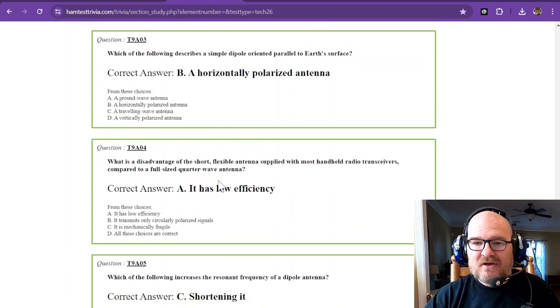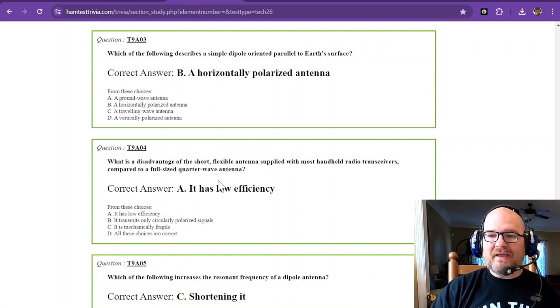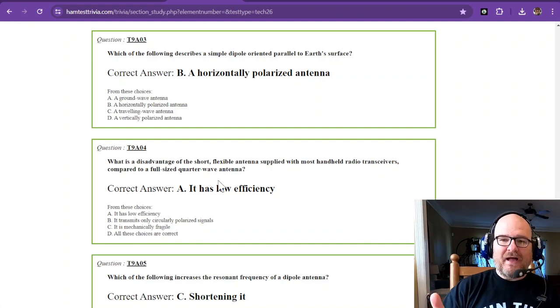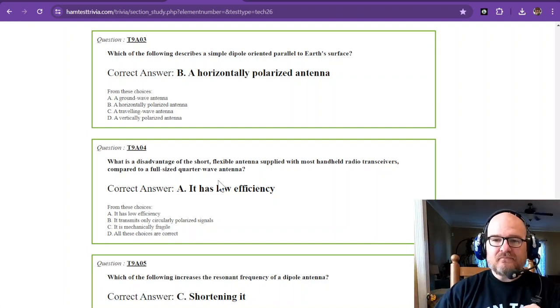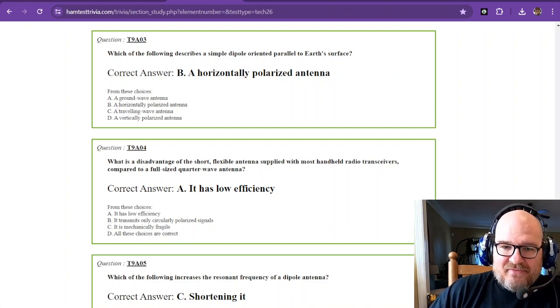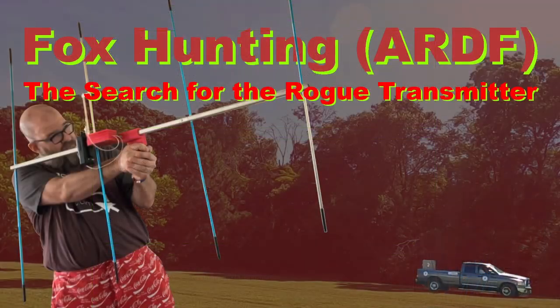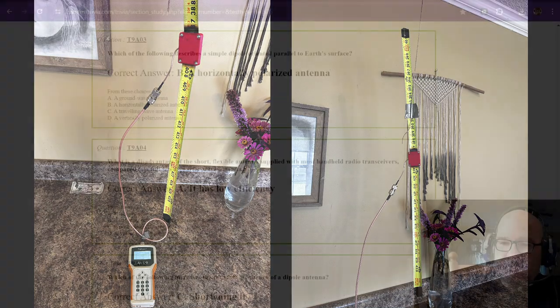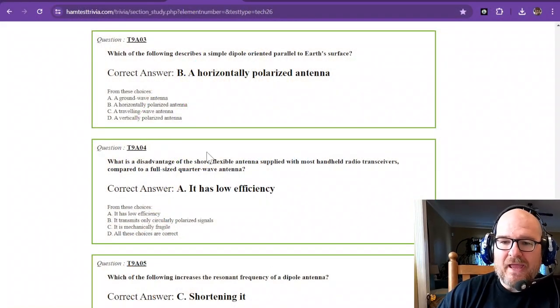The next question, which of the following describes a simple dipole oriented parallel to Earth's surface? That is a horizontally polarized antenna because it's on the horizon. I have an image of a vertically polarized antenna. This is a 2 meter vertical antenna, but it could also be horizontal if you just turn it sideways. It's vertically polarized right now. If you were to rotate that 90 degrees, then it would be a horizontal dipole. And that is just for 2 meters.